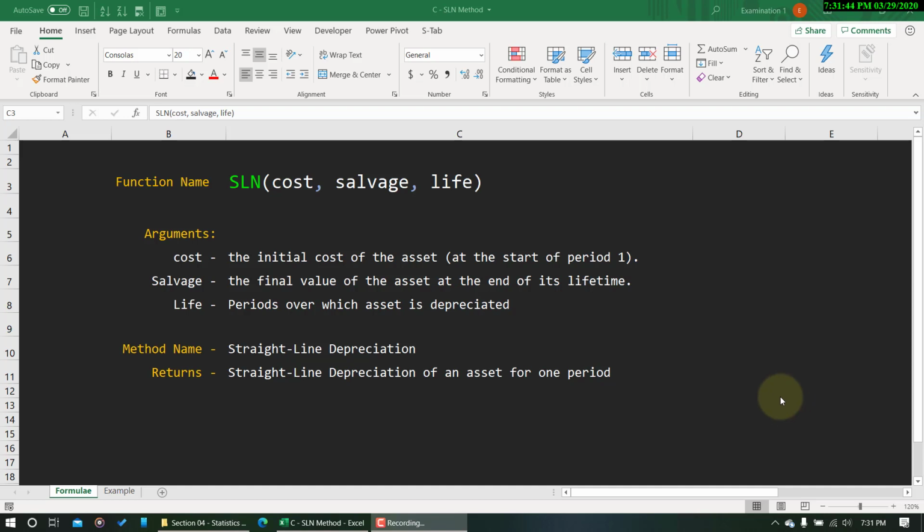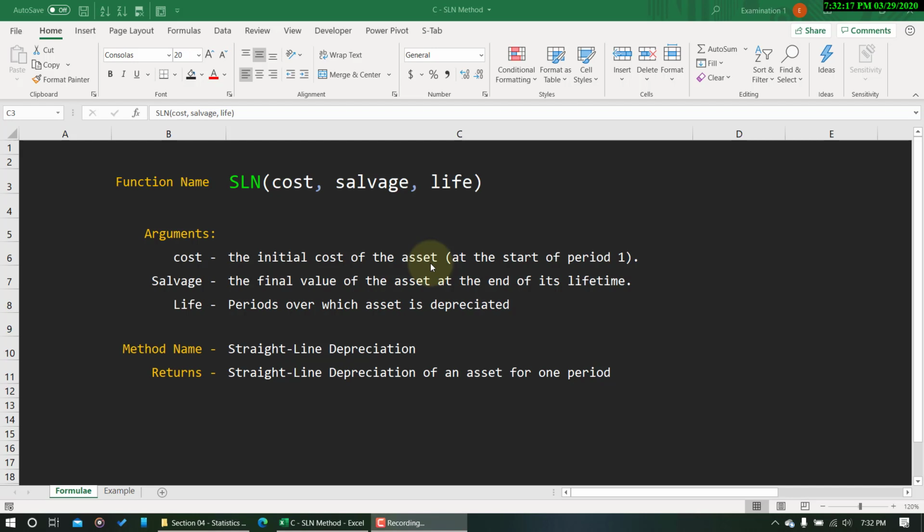Hello everyone. In this video, I'm gonna talk about the straight line depreciation method. Now the question is what depreciation means, and to explain this, let's consider this example. Let us say you are going to purchase a machine for your organization, and when you purchase it, it will cost something to you. And that is what we call cost, the initial cost of the asset that you are about to purchase.